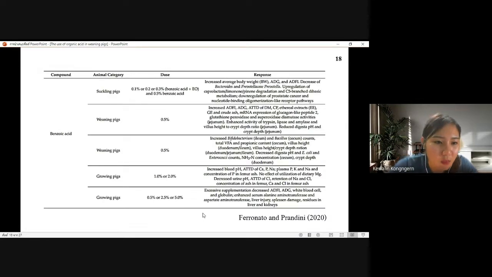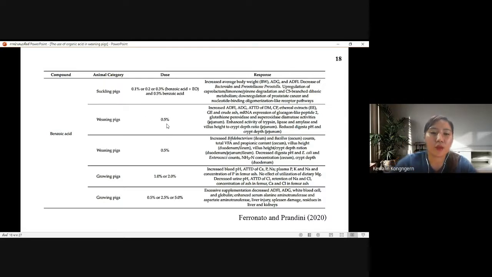Okay, the last one is benzoic acid. In suckling pigs, when we use 2.1% or 0.2 or 0.3% with the essential oil, it will increase the average body weight, ADG and ADFI, and decrease some microorganisms.